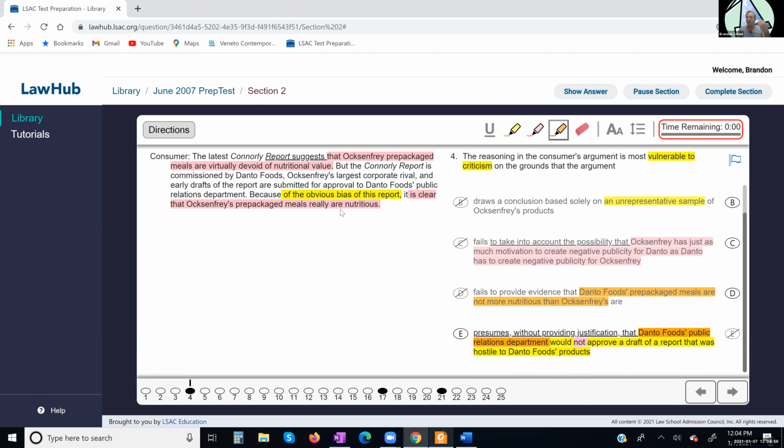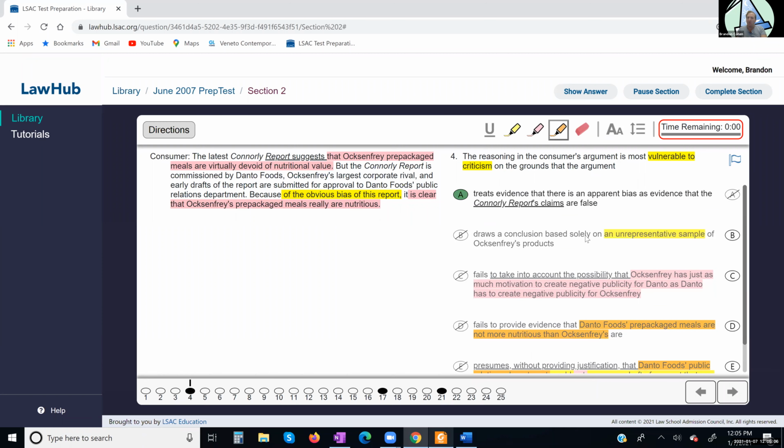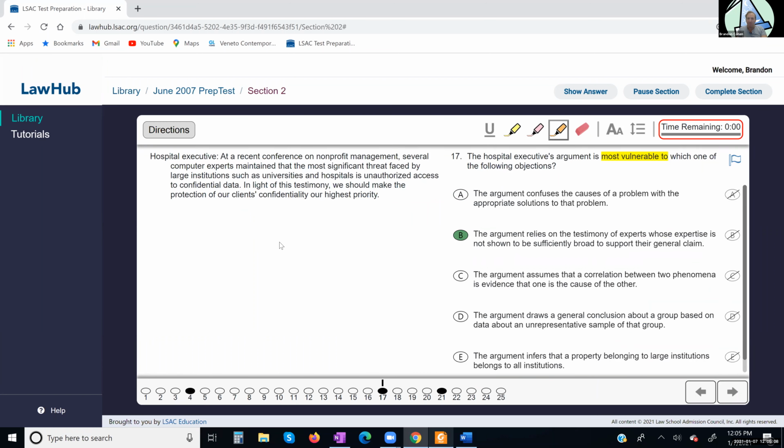Since the argument is about whether or not there's nutrition, trying to resolve the bias issue wouldn't actually support the nutritious claim either. So because of that secondary mistake, it still wouldn't be relevant. So that's where A is going to be the right answer, and we're going to move on.